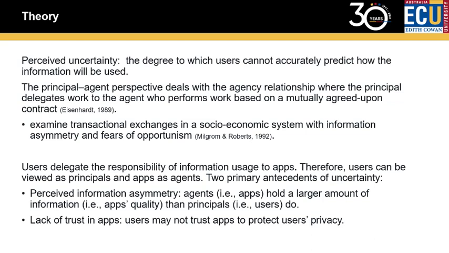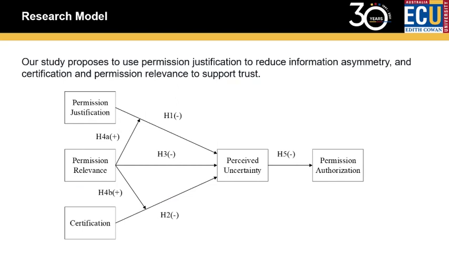Previous literature has argued that there are two primary factors influencing uncertainty. One is perceived information asymmetry, and the other is lack of trust. So therefore, our study proposed this model to understand how permission justification, relevance, and certification influence perceived information symmetry and trust, and influence uncertainty. And then perceived uncertainty will ultimately influence permission authorization.